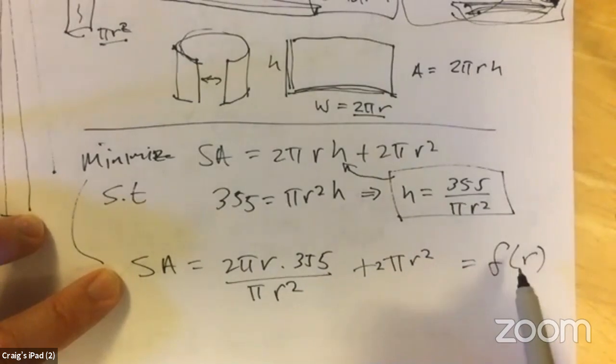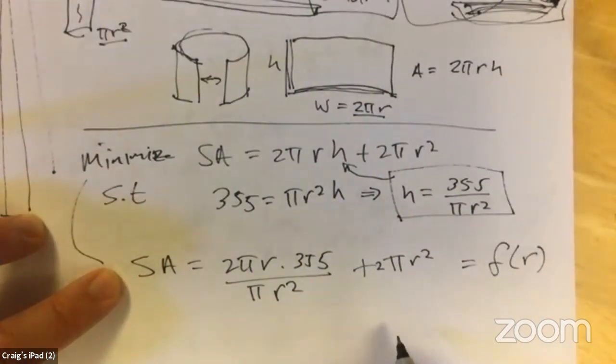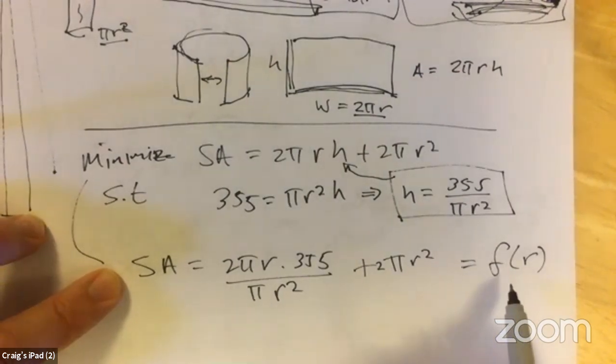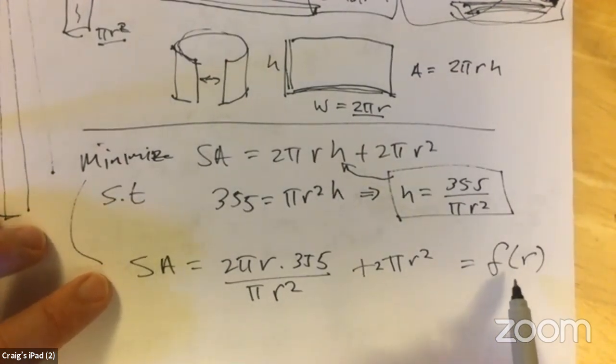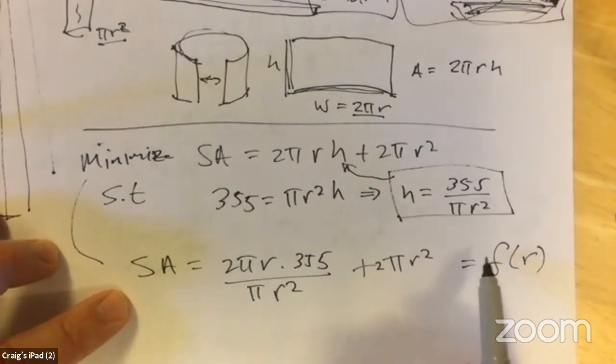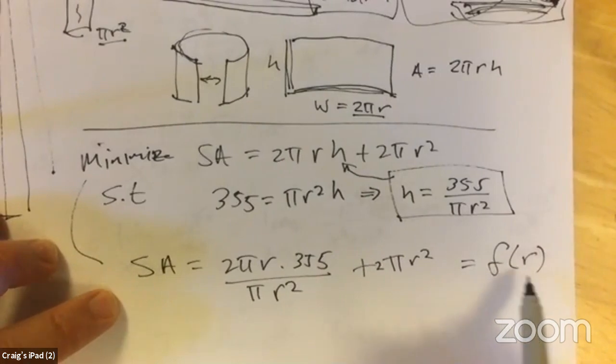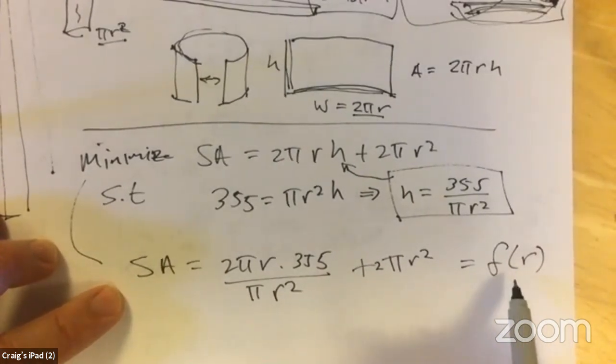It has a minimum value surface area when the derivative is 0. But it'll be at the very bottom of what's possible. So I'm going to take the derivative of this with respect to r, set the derivative equal to 0, and solve for what's the radius that's perfect. What's the radius that minimizes the surface area?